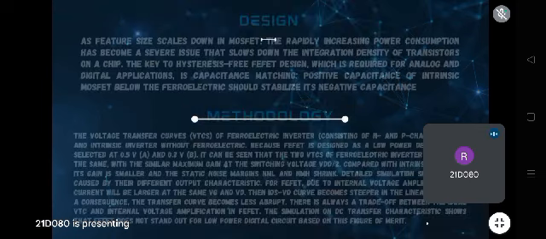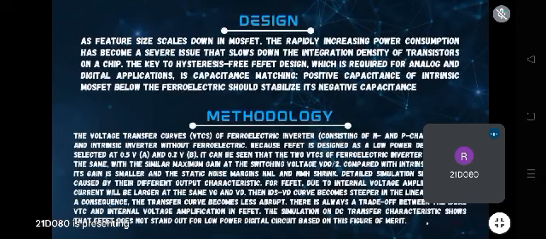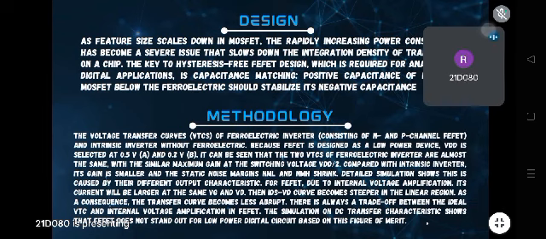The design of this paper is like this: as feature size scales down in MOSFET, the rapidly increasing power consumption has become a severe issue that slows down the integration density of transistors on a chip. The key to hysteresis-free FET design, which is required for analog and digital applications, is capacitance matching. Positive capacitance of the intrinsic MOSFET below the ferroelectric should stabilize with negative capacitance.